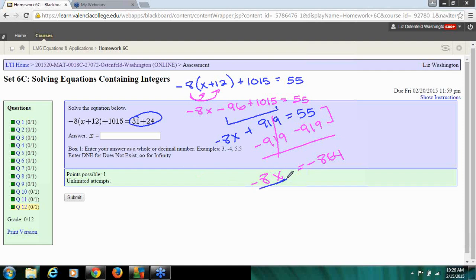And this, very good. And I'm going to divide by a negative 8 on both sides. So again, a negative divided by a negative I know is positive, so I just need to figure out what is divided by 8, and it's going to be 108. Any questions about that one?